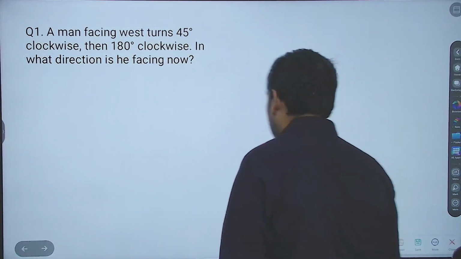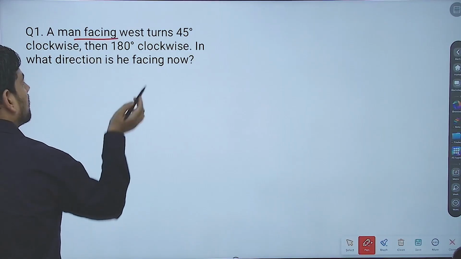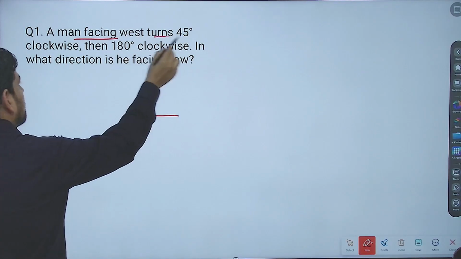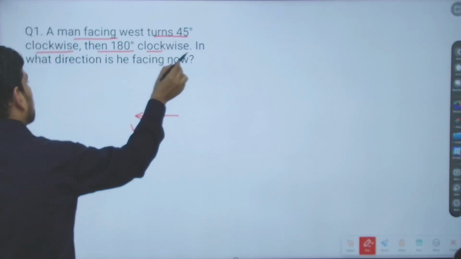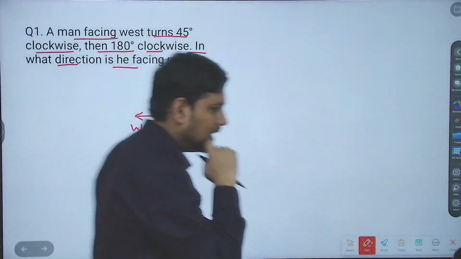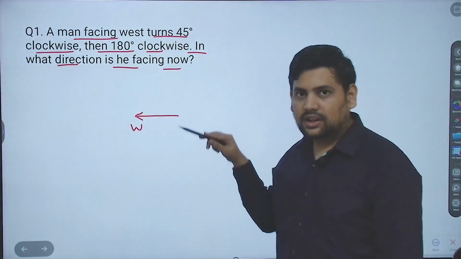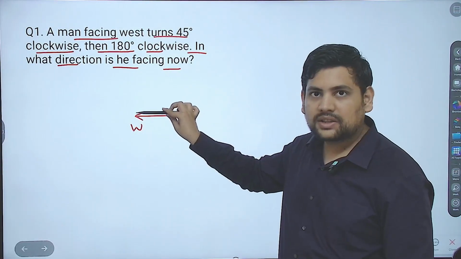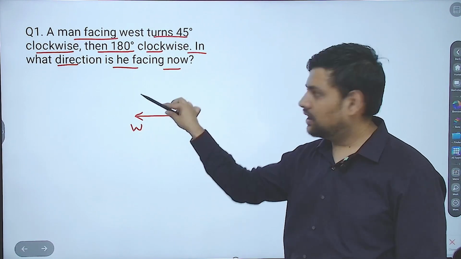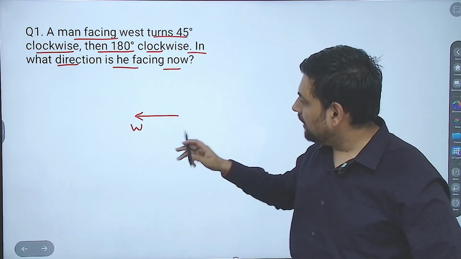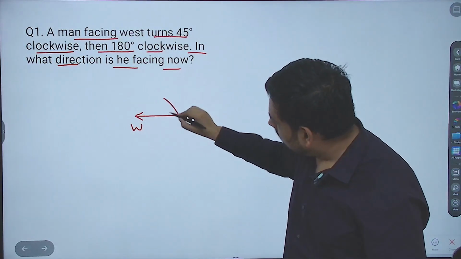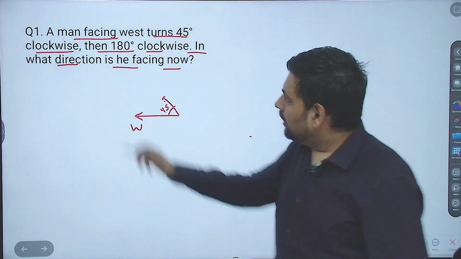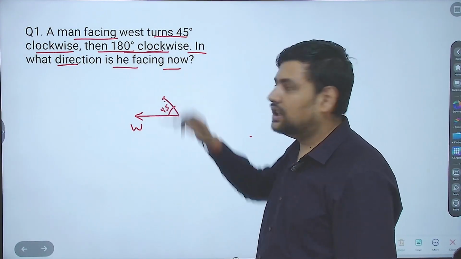First one: a man is facing west. West is this direction. Then he turns 45 degrees clockwise, then 180 degrees clockwise. In which direction is he facing now? From west, 45 degrees clockwise will be which direction? Clockwise is this direction, going from 12 to 1. So 45 degrees in this direction reaches somewhere here. Then 180 degrees in the clockwise direction.